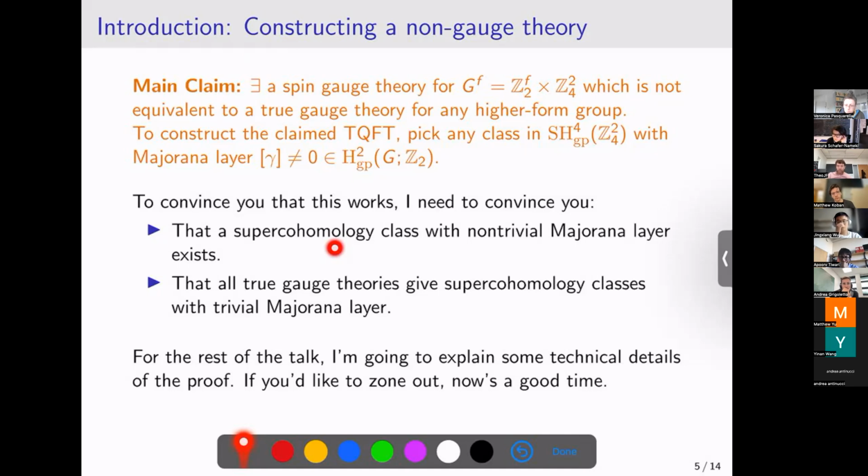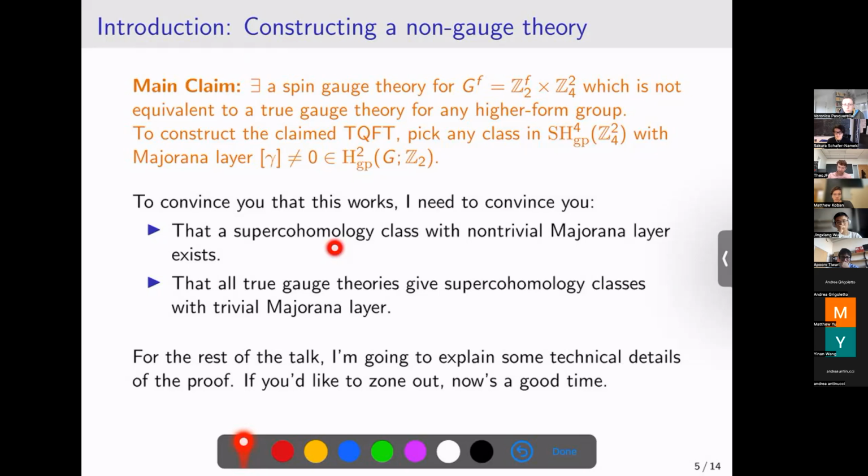Hi, I have a question. What about the higher group cases, like 2-group or 3-group gauge theory? What I'm going to tell you in the third half of my talk is that no matter what higher group you want, you won't be able to pick up this one. Oh, okay. So it also goes beyond higher group gauge theory. Yeah. I see. Okay.